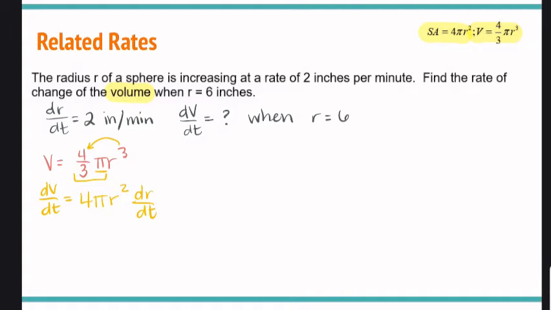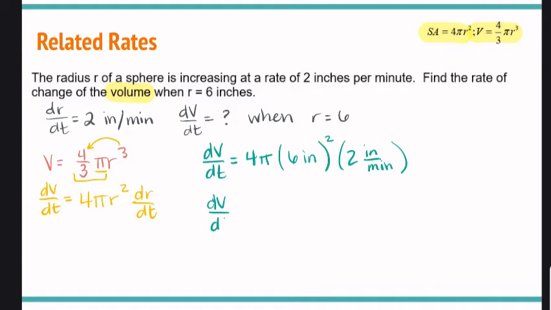Okay? Now that we have all that information, now we can go and plug in what we know. We don't know dV/dt still. 4 pi, I know that I'm talking about the instant when my radius is 6 inches. I'm going to put the units in there just so that we can see where the units come from, squared. And then dr/dt, it was increasing at a rate of 2 inches per minute, so we're going to say 2 inches per minute. And we're just going to multiply that all the way through.